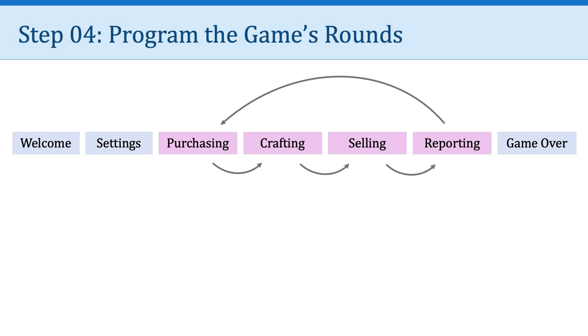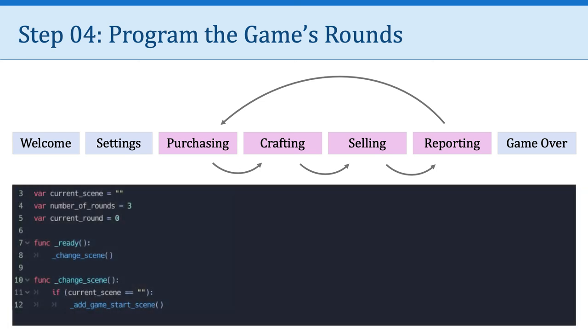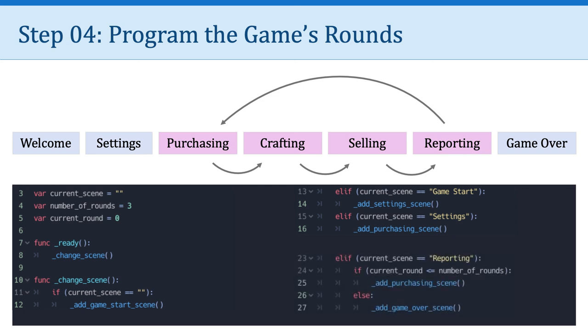Well, let's take a look at this mock-up code. You can see here that I have a ready function that calls change scene. The change scene function simply runs, and at first it adds the game start scene. But it uses elif statements to check what the value of current scene currently is and may advance the player to the game start scene or the setting scene. But ultimately, elif current scene equals equals reporting, what we're going to check is if the current round is less than or equal to the total number of rounds. And if that is true, then we're going to go back to the purchasing scene. If that's not true, that means the player is out of rounds and so should be taken to the game over scene.